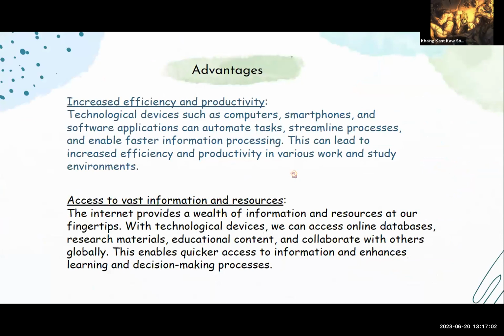Increased efficiency and productivity. Technological devices such as computers, smartphones, and software applications can automate tasks, streamline processes, and enable faster information processing. This can lead to increased efficiency and productivity in various work and study environments. Access to vast information and resources. The internet provides a wealth of information and resources at our fingertips. With technological devices, we can access online databases, research materials, educational content, and collaborate with others globally. This enables quicker access to information and enhances learning and decision-making processes.